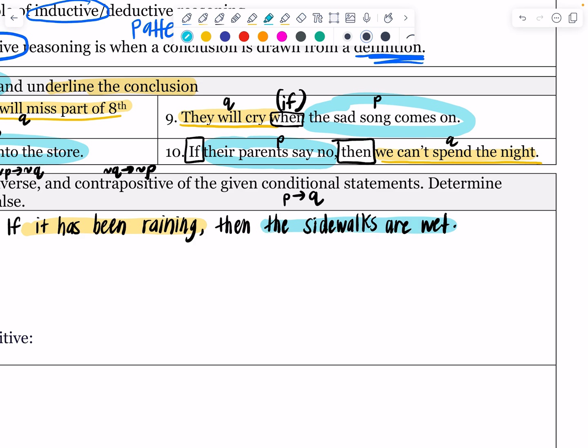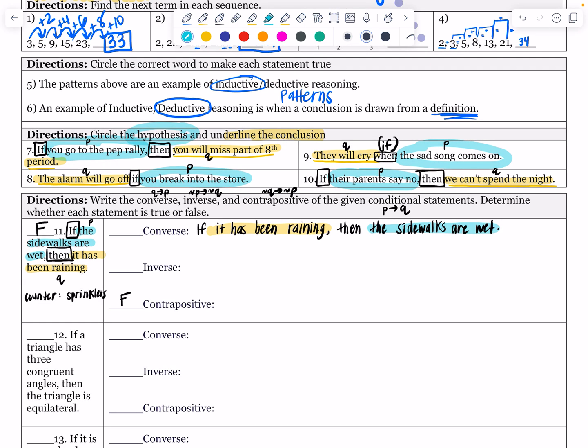Now we just need to see if it's true or false. So if it has been raining, then the sidewalks are wet. If, then statement, we did if yellow, then blue. That is going to be true. As long as it is not like a covered sidewalk situation, we're just looking at exposed sidewalks. If it rains, the sidewalks are going to get wet. That is true. So immediately we know that that means that my inverse should be true.